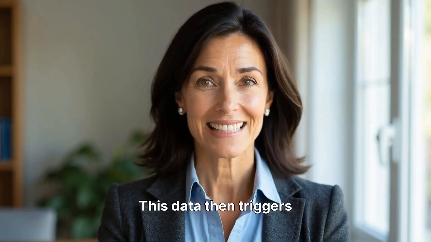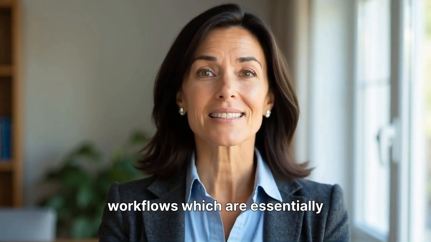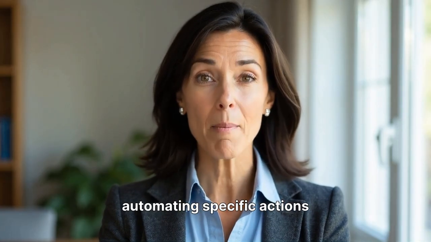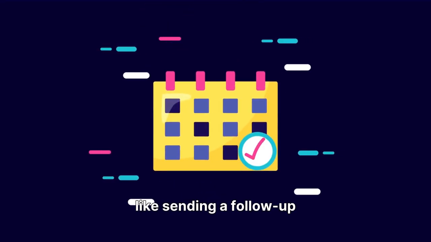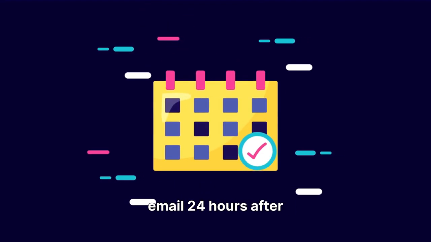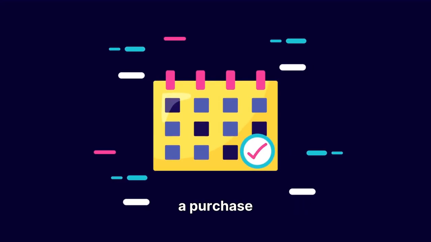engagement. This data then triggers designated marketing tasks through workflows, which are essentially sets of instructions for automating specific actions. A typical workflow includes a trigger, an event that starts the automation, conditions, rules controlling the path, and actions, the automated tasks themselves. Triggers can be time-based, like sending a follow-up email 24 hours after sign-up, or action-based, such as a customer making a purchase.